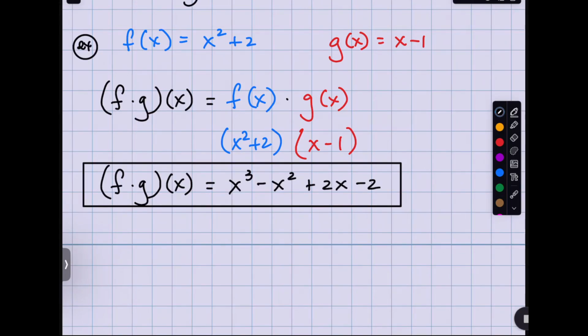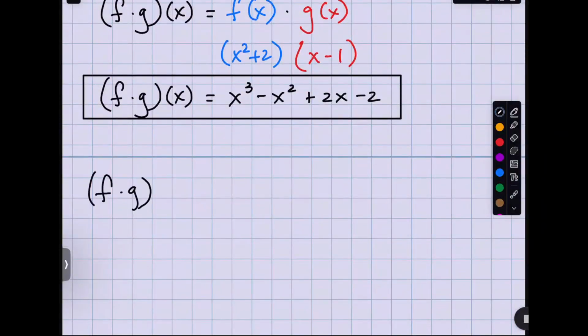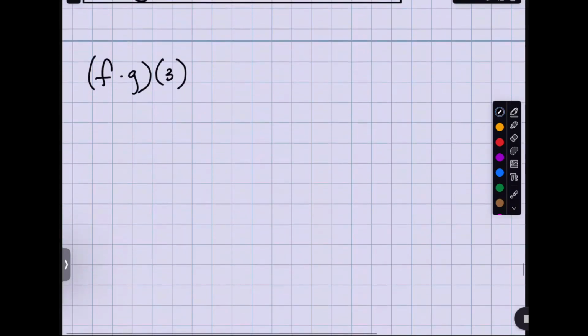If the x has a number, that means my result will be a number. So if that is the case, this is telling me that I got to find f of 3, find g of 3, and multiply them together. Make sense?